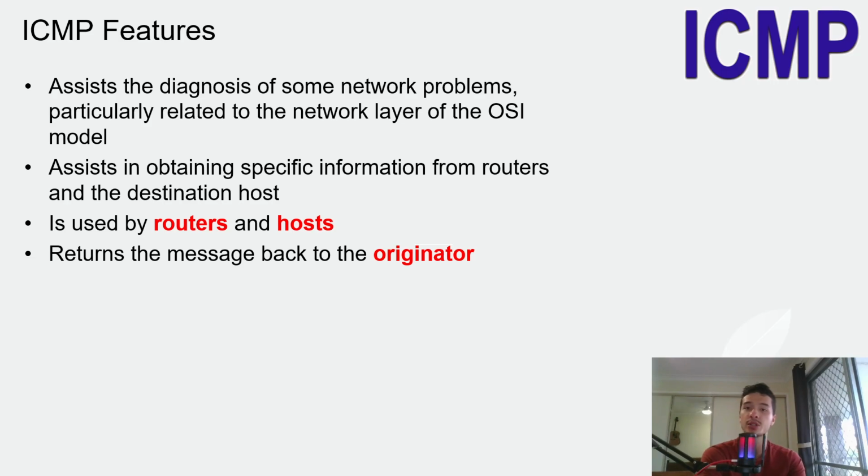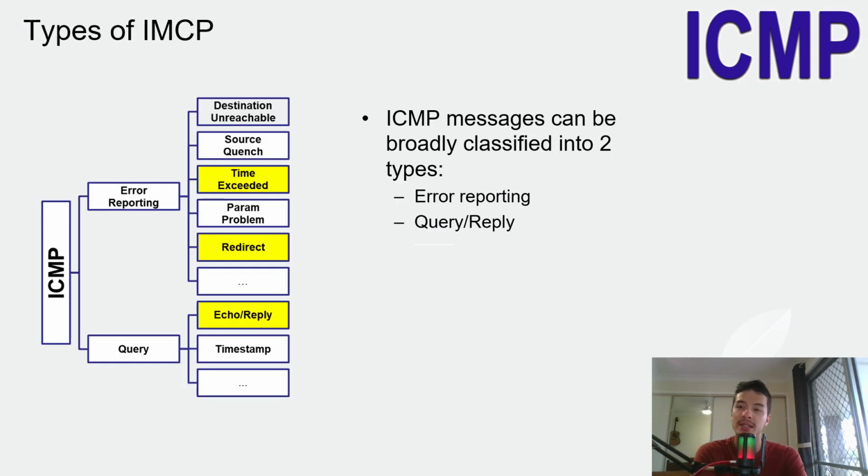It assists the diagnosis of some network problems, particularly related to the network layer of the OSI model. You've got assistance in obtaining specific information from routers and destination hosts. It is used by routers and hosts, and returns the message back to the originator. So if you're the one sending it and something goes wrong, you'll get notified back, as you are the originator of the message.